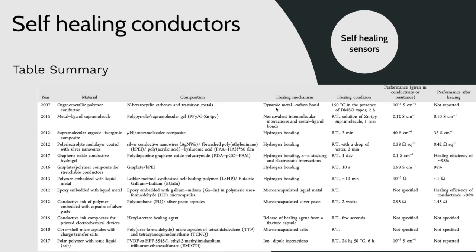You see here dynamic metal carbon bond. So they need to utilize metal carbon bond. Then non-covalent interactions and ligand, and mostly they are using hydrogen bonding, pi interaction, electrostatic interaction, release of healing agent, microencapsulated salts, ion dipole interactions. But mostly hydrogen bonding is appearing here because hydrogen bonding is actually fast. They don't need much time to react.